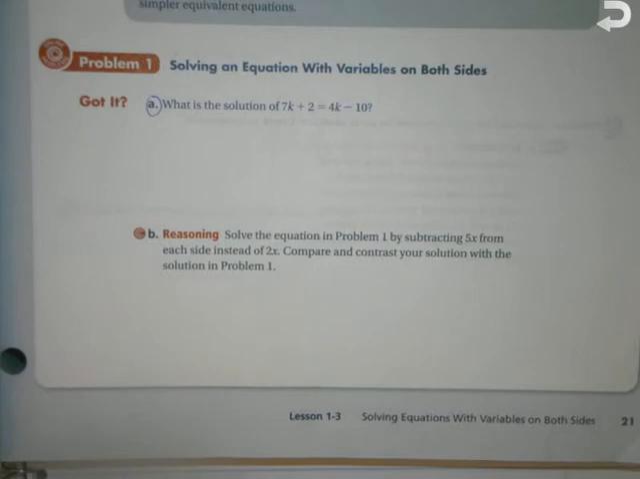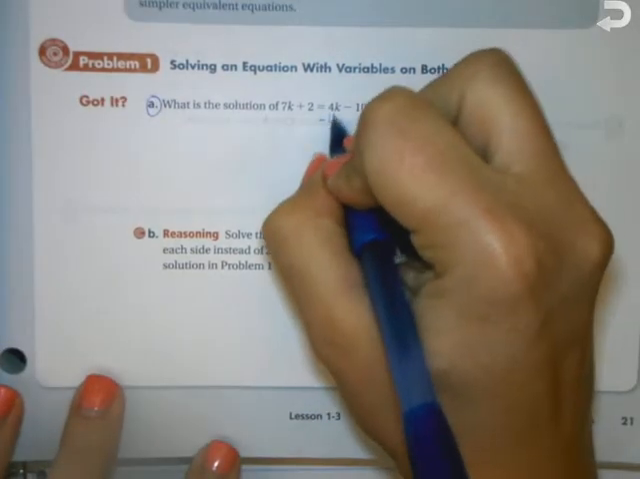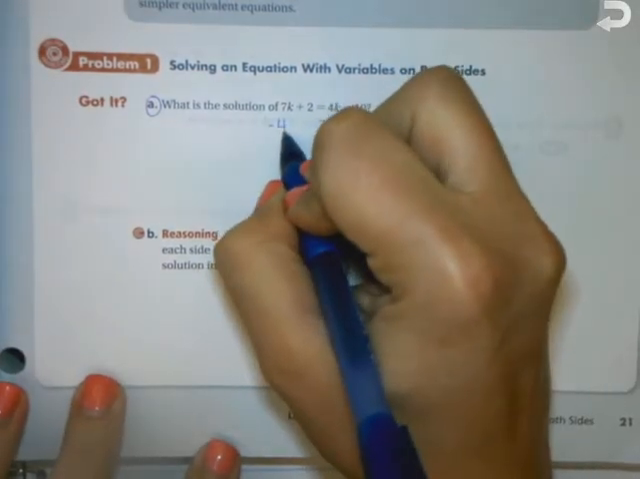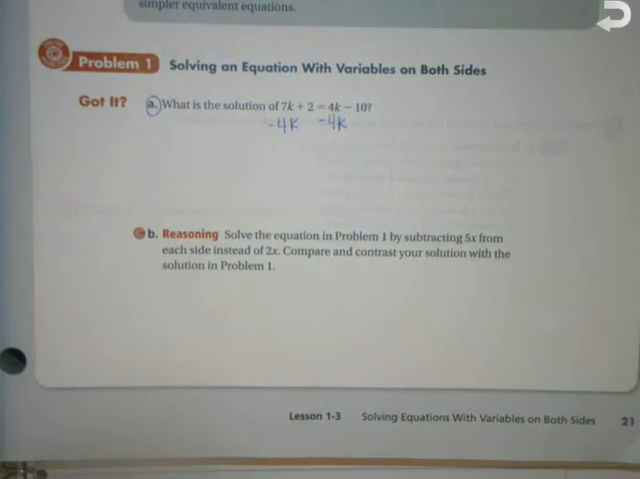So for your example, 7k plus 2 equals 4k minus 10. What did you do first? Who's in 25? Brianna. What did you do first? Good. Did anybody subtract 7k instead? No. Okay, you could have. You would end up with negative 3k. In the end, it will all come out the same. You'll just end up reducing the negative.